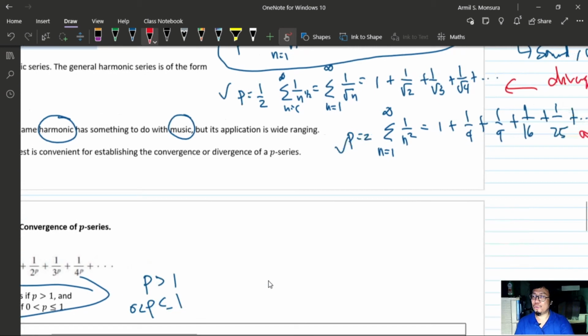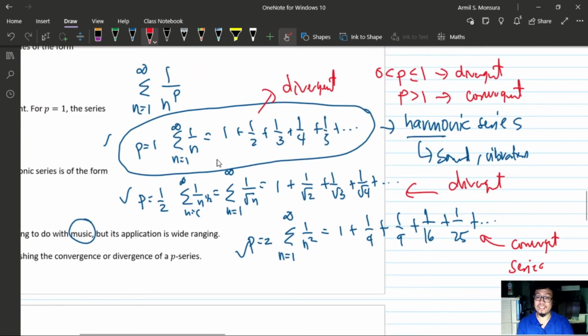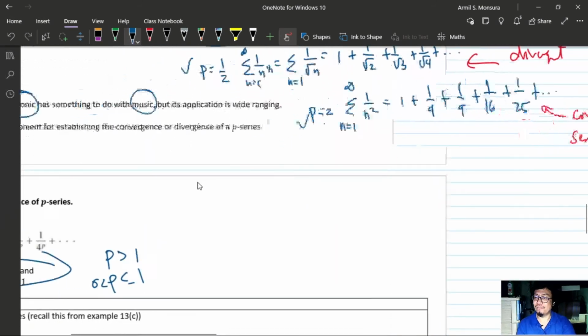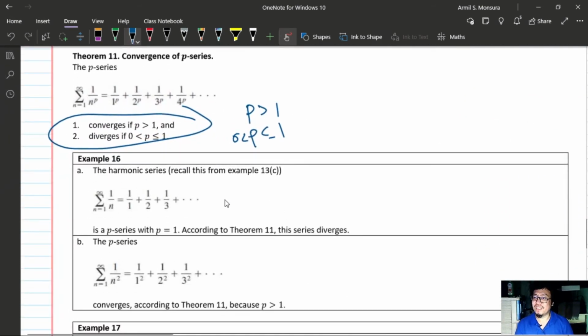Also, I would like to take your attention back to this series, this summation here. This harmonic series has been discussed in the previous lesson. This is the last example of the previous lesson.